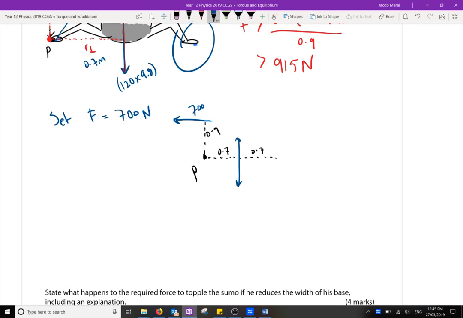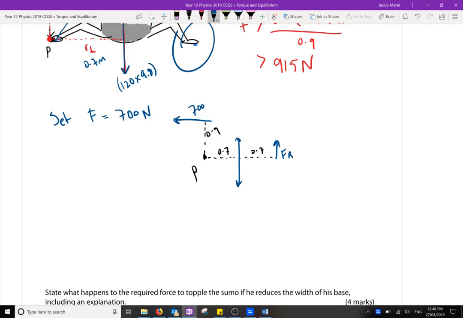But now, his outside foot is still in contact with the ground. And it's going to be 1.4 meters from the pivot. And it's going to produce a clockwise moment to maintain rotational equilibrium. Remember, we're not toppling him now. The person that's trying to pull him over has given up slightly. They've weakened their force to 700.